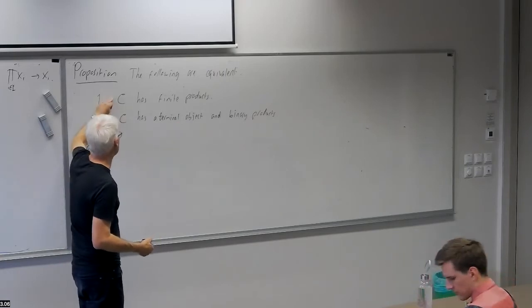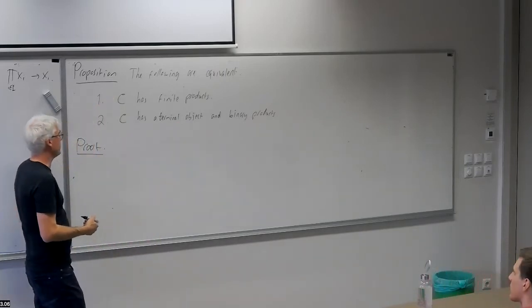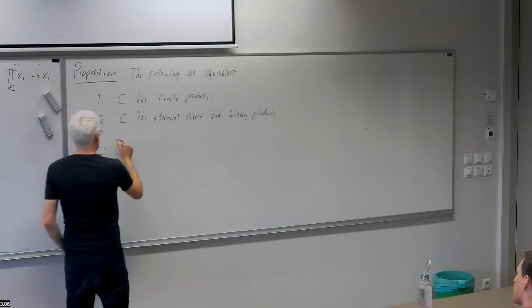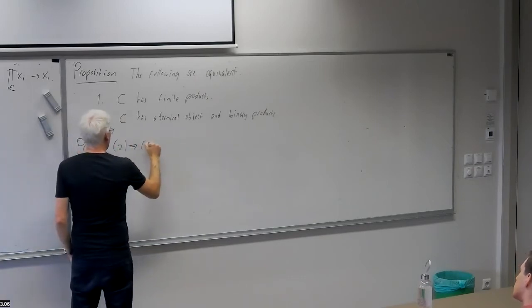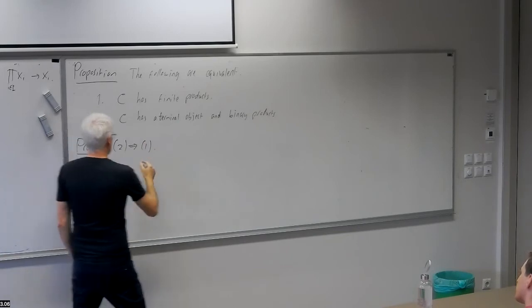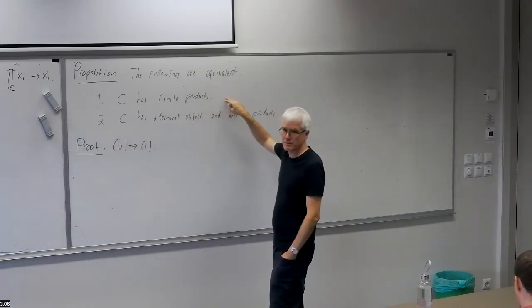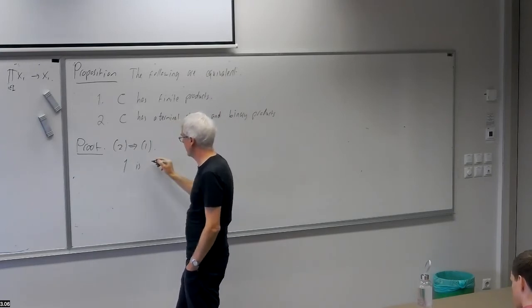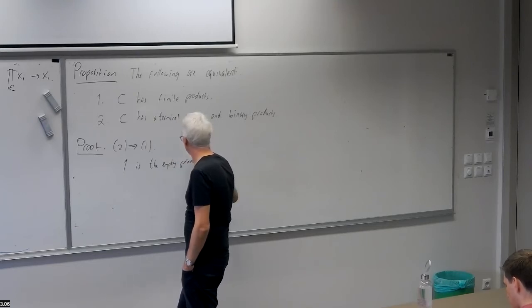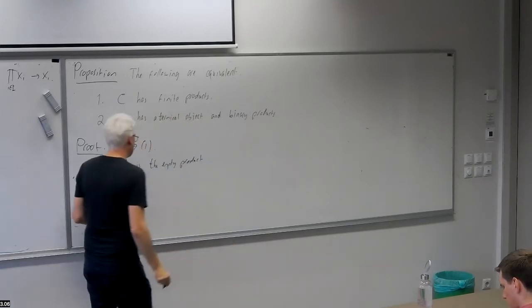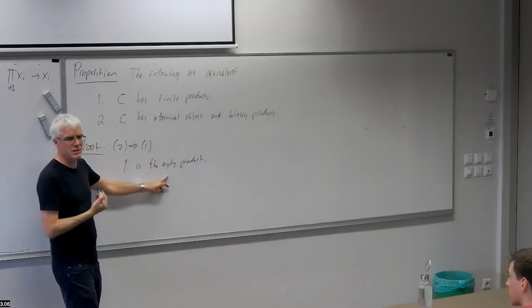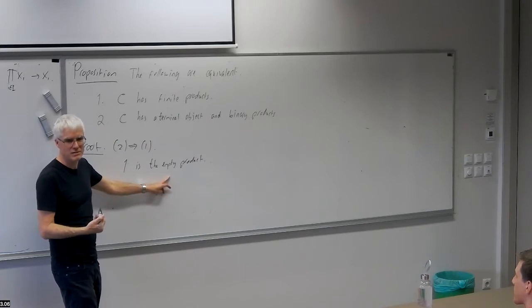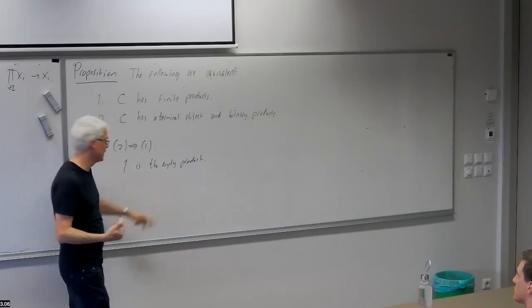So in the other direction, we want to show that 2 implies 1. In this case, the terminal object is the empty product. A product of a 1-element set is just the object itself. So the interesting case is for n greater than or equal to 2.